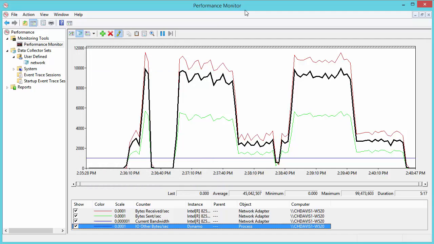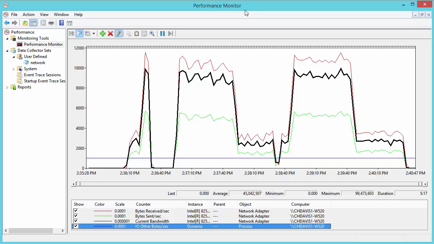So fairly obvious pattern there, right? So red being the bytes received per second, and the black highlighted one right now is IO data bytes per second. So we see a pattern here. We can see that there was one server in this theoretical rack of servers that was just freaking out and overwhelming the switch. So you might say, okay, well that's great, Chris, what do I do now?